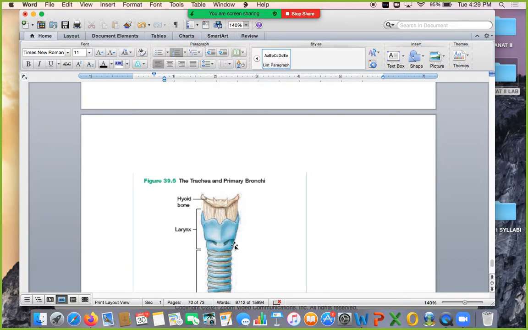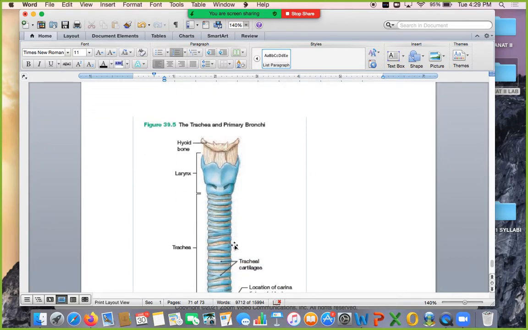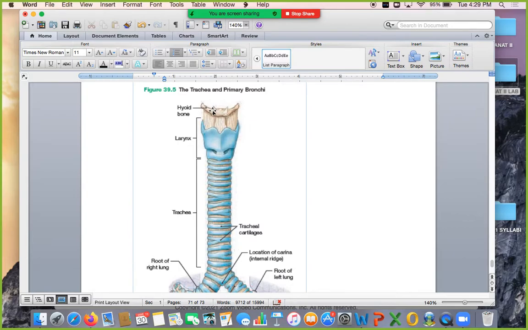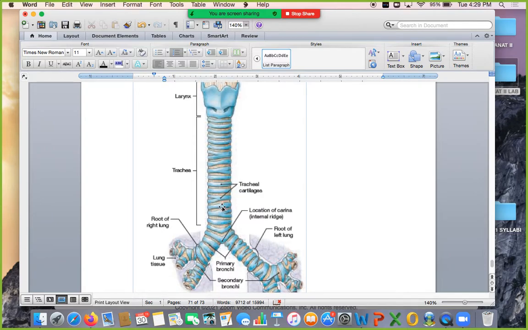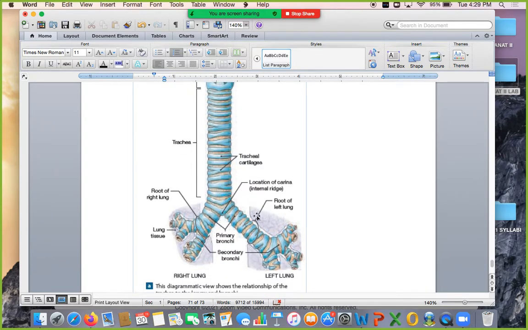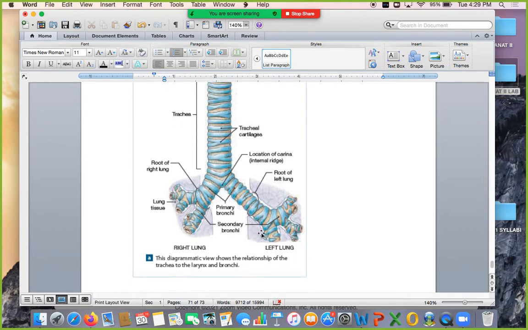All right, so let's look at the images, because this is really what I would like you guys to focus on. This is showing you the trachea and how it splits into the bronchi. Here's that free-floating hyoid bone heading into the larynx, which is where our voice box is going to be located. Down that we have the trachea. The tracheal cartilages are going to be rings, which eventually are going to split into the primary bronchi. We still have rings. Eventually we're going to lose those cartilages as we head down into the lobes of the lungs.